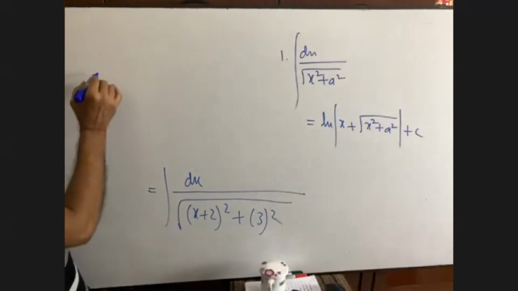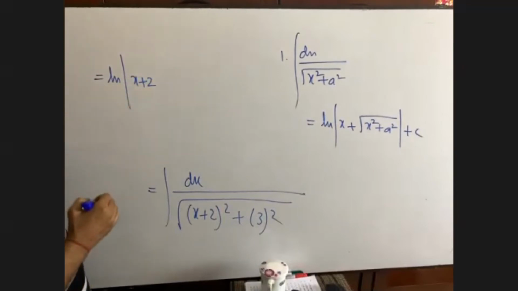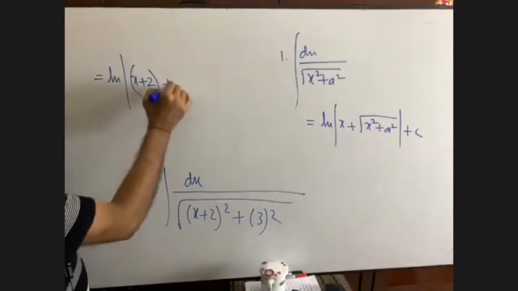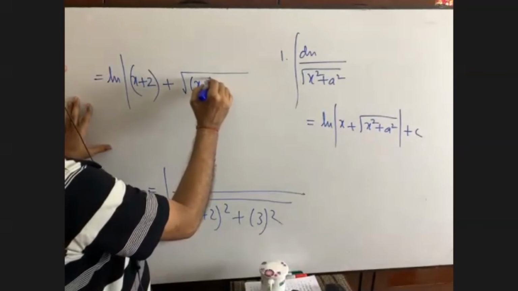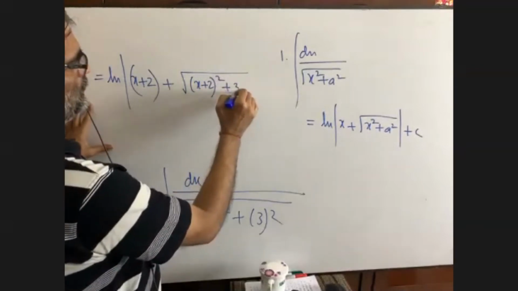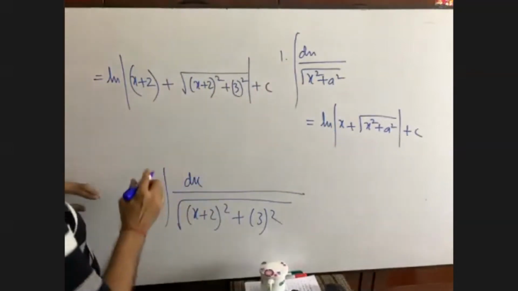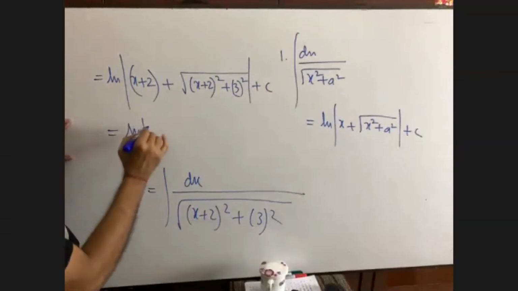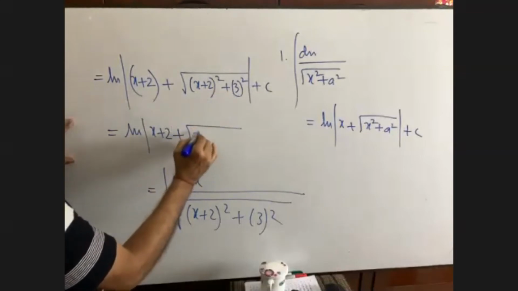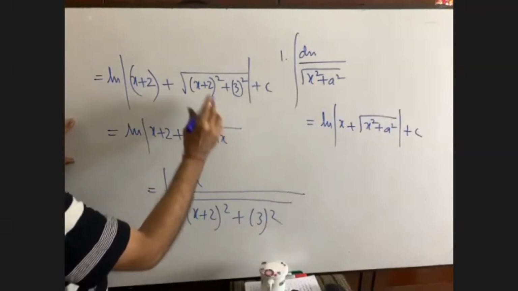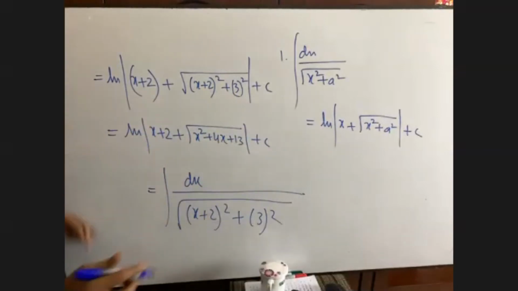So it is equal to ln x plus 2 plus root over x plus 2 whole square plus 3 whole square plus c. It is a formula. That means we are getting here ln absolute value x plus 2 plus root over, if we get it, x square plus 4x plus 4 plus 9, that is 13, plus c. It is a formula. Please write down.